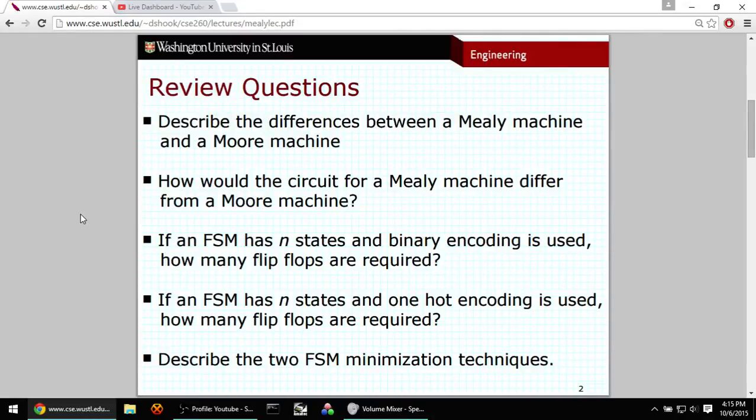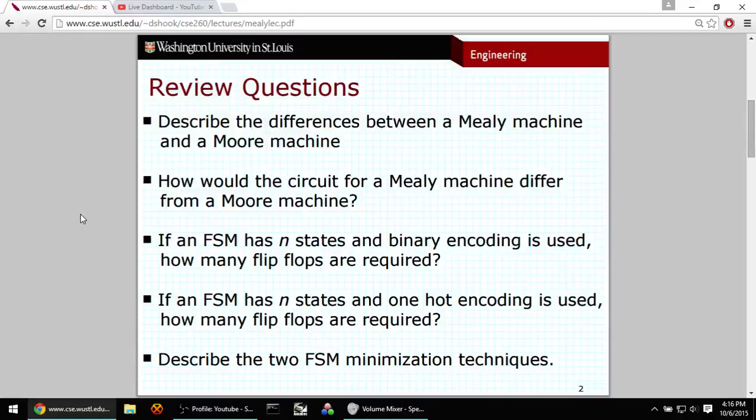Two, right? I need two. It'd be the ceiling of log base 2. You're absolutely right. Log base 2 of n should give me the total number of flip-flops that I need. In this case, I have three states, and I can represent three things with two bits. So that's two flip-flops. If I have eight states, I need at least three bits to store that information, so that's going to take three flip-flops.